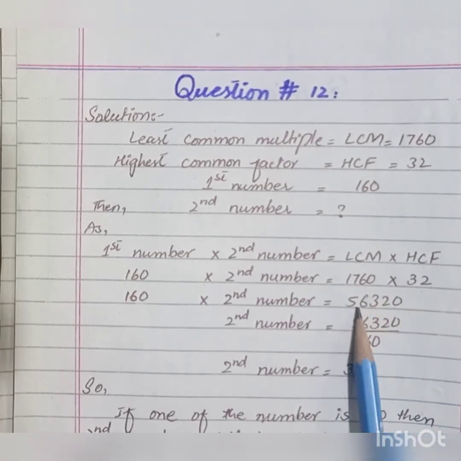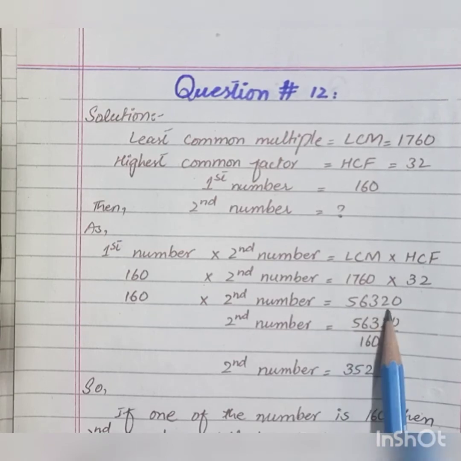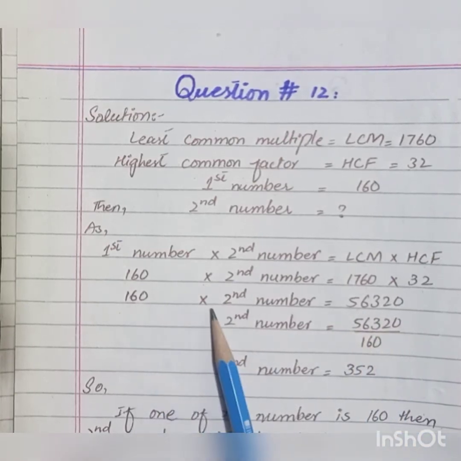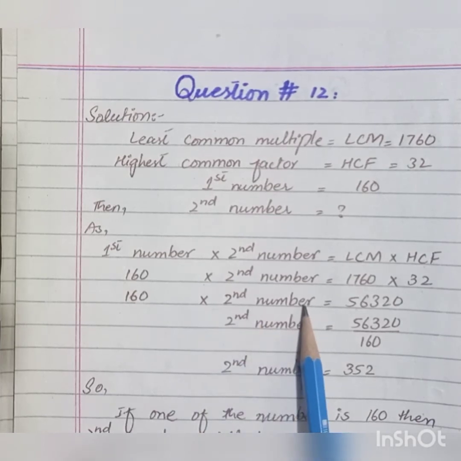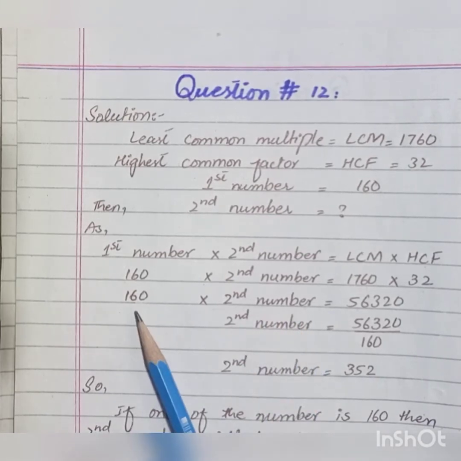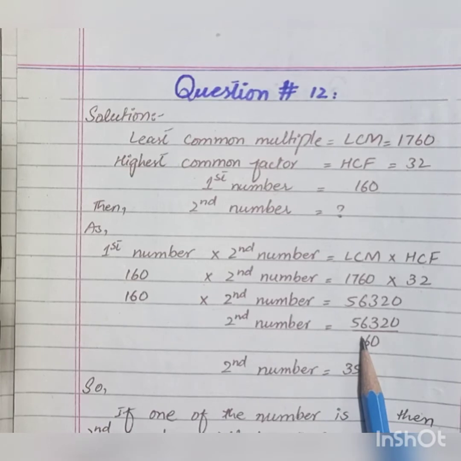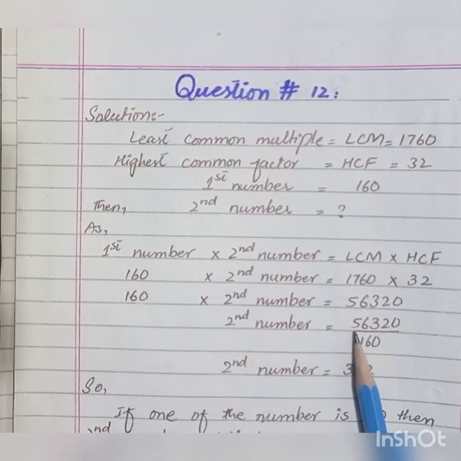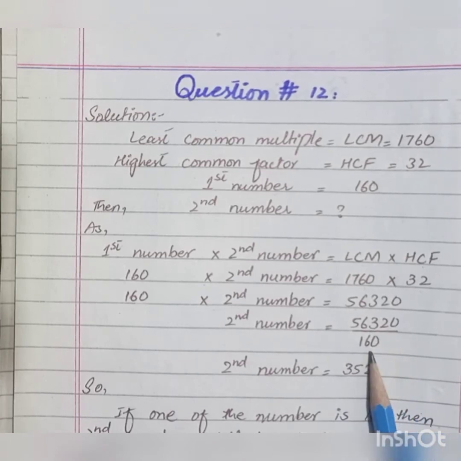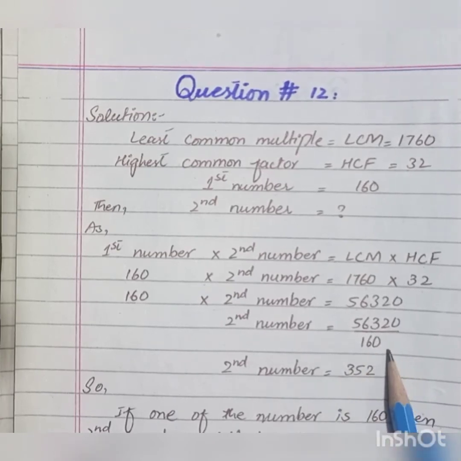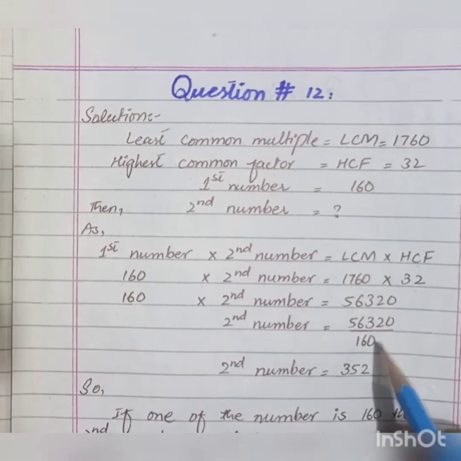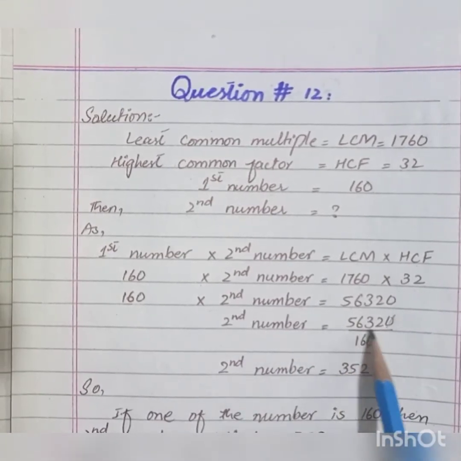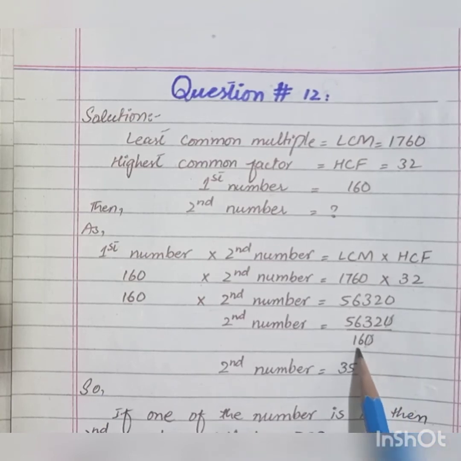So by multiplying, the answer is 56,320, and 160 will remain the same, and also the second number that we have to find. Now 160, which is multiplying here, will be divided on the other side. So by moving to the right side, 56,320 divided by 160. Let's see how we can divide it. The 0 will be cancelled here. Now divide 5,632 by 16.